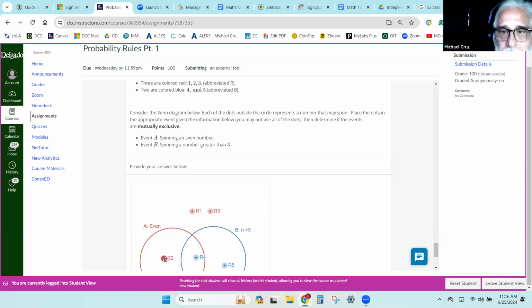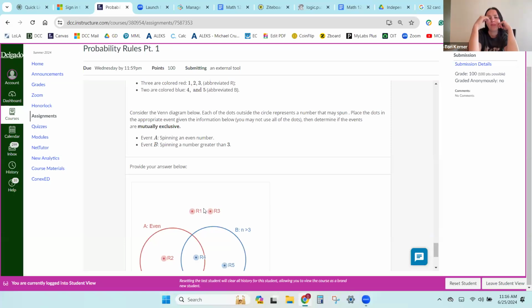So red 2 is even, so it's in that one by itself. R4 is greater than 3 and it's blue. 5 is greater than 3 and it's not even. I think that's right.